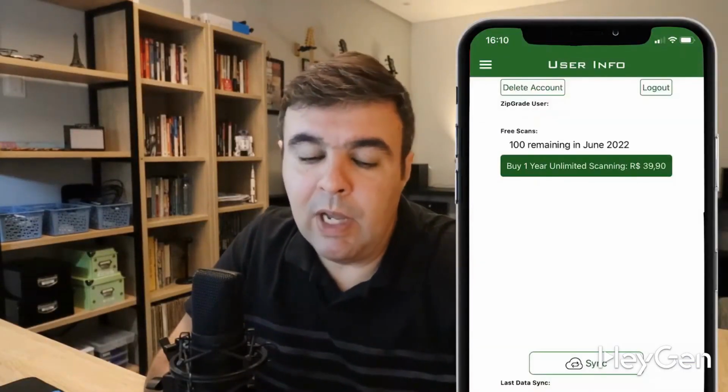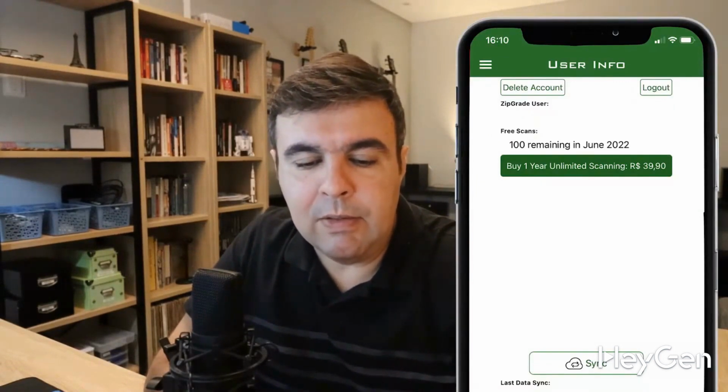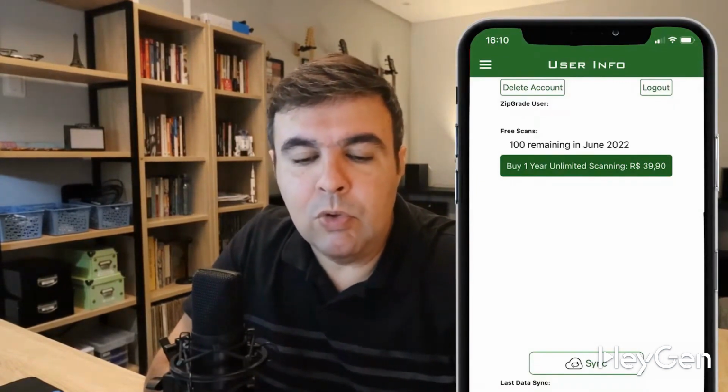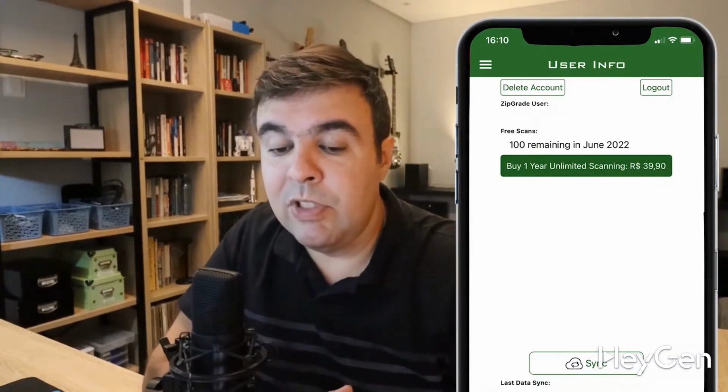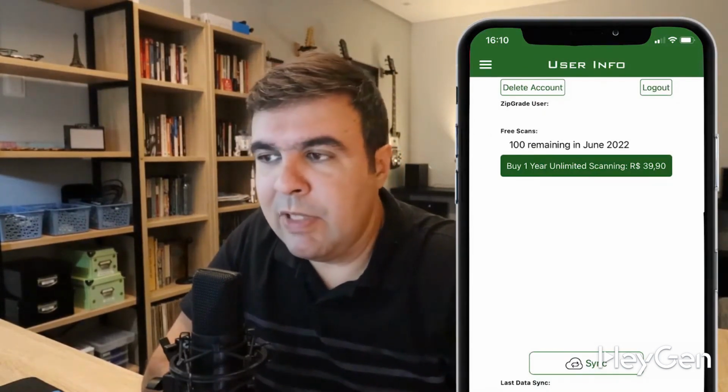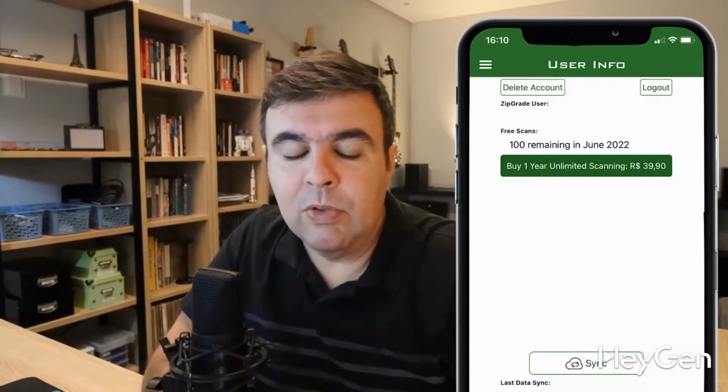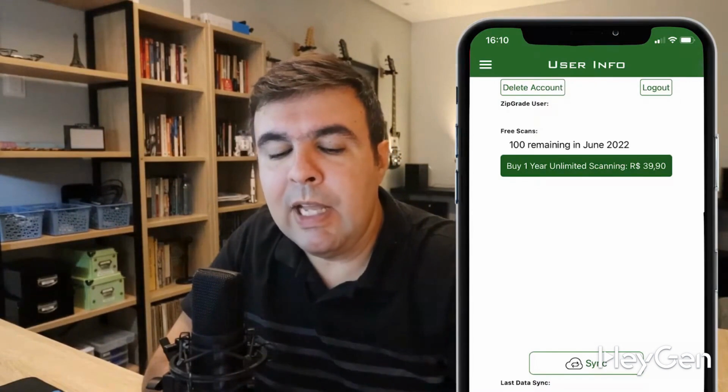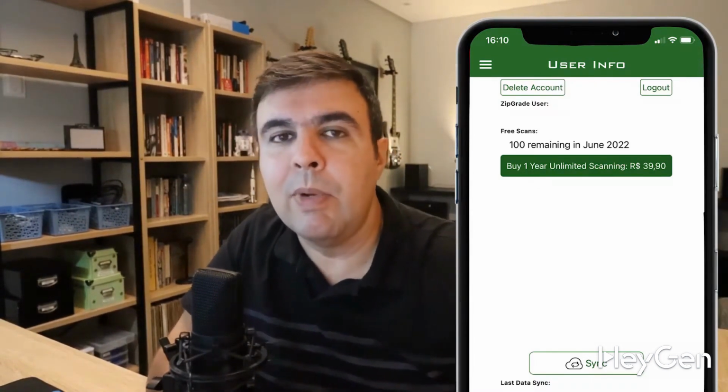If you go through the mobile app, the price is already in reais. I don't know why, but the price already appears in reais. When you enter the My Account section here, it shows 100 papers remaining in 2022, which I don't have a paid subscription for. I used to, but I don't anymore. And buy a year of unlimited grading, unlimited scanning for $39.90. The price on the mobile is already in reais, and the price on the website is in dollars. So pay close attention if you are going to buy, because suddenly the dollar might be higher and you end up paying a bit more. So that's the price of Zipgrade. It costs $39.90 per year for unlimited grading.